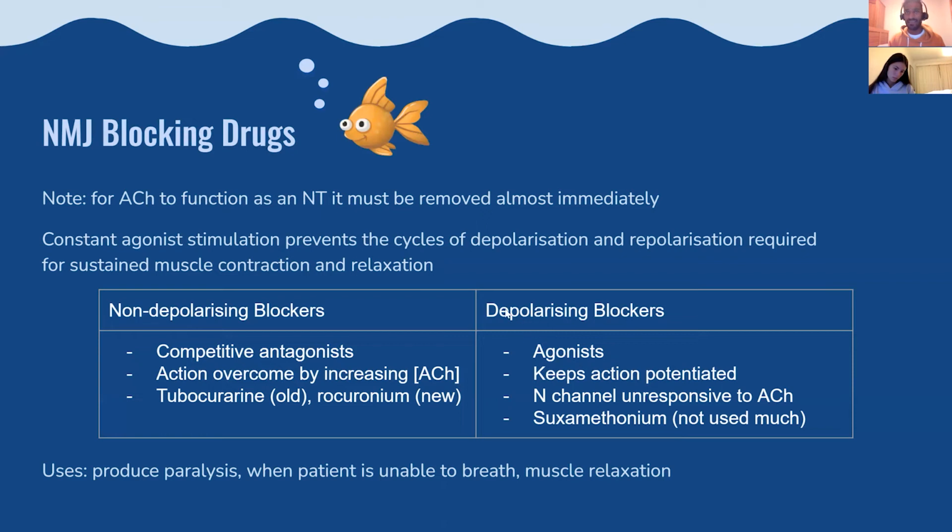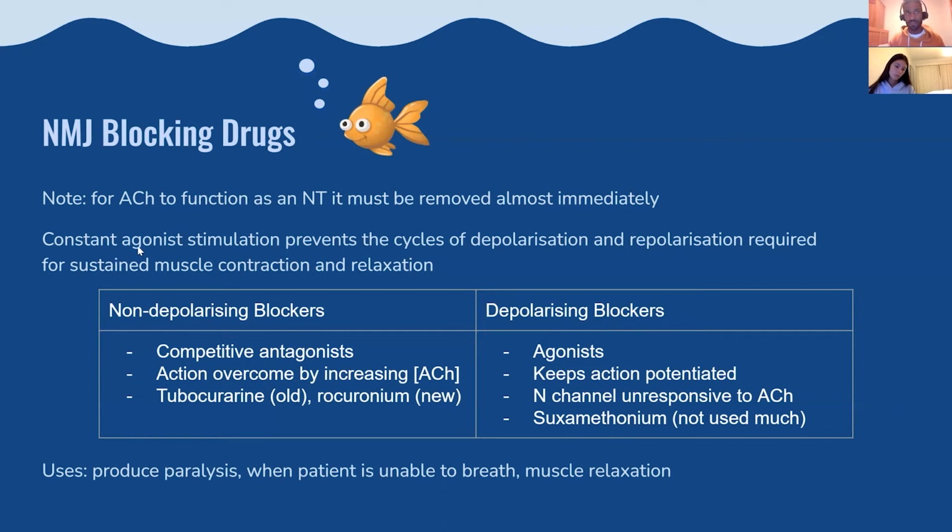And agonists in this case are called depolarizing blockers because they actually depolarize the muscle. The catch is they keep the action potential going, so they constantly activate the receptor. And that is pretty much the same as if you block the receptor, because remember, you need to remove acetylcholine almost immediately to actually have an effect. So if you just keep the key in the lock open the whole time, there's no effect. And that will mean your N receptor ion channels become unresponsive to acetylcholine. An example of a depolarizing blocker is succinylcholine, but we don't use that much.